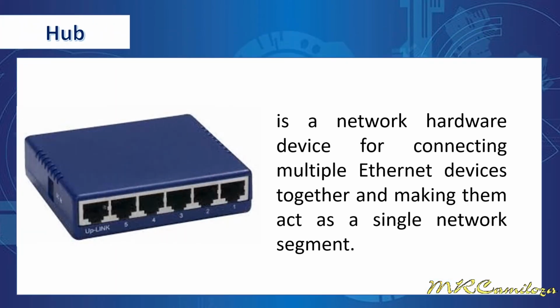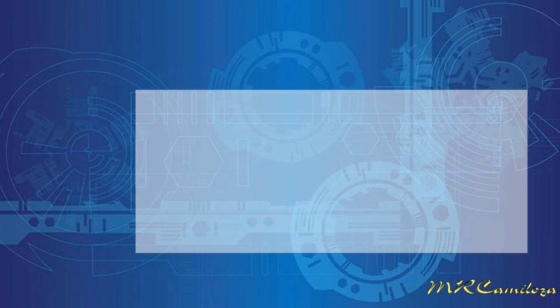Hub. A hub is a network hardware device for connecting multiple Ethernet devices together and making them act as a single network segment. It has multiple input and output ports in which a signal transmitted at the input of any port appears at the output of every port except the original.